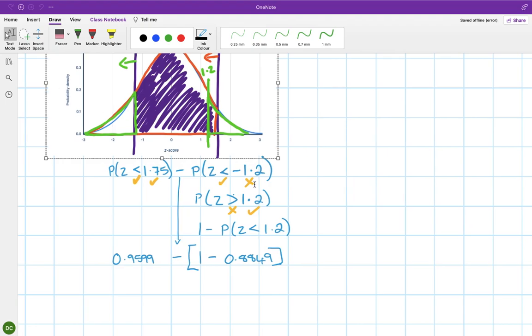Okay, so 1 minus 0.8849 is 0.1151. Then 0.9599 minus that answer equals 0.8448. So 84.48% of being between those lines.